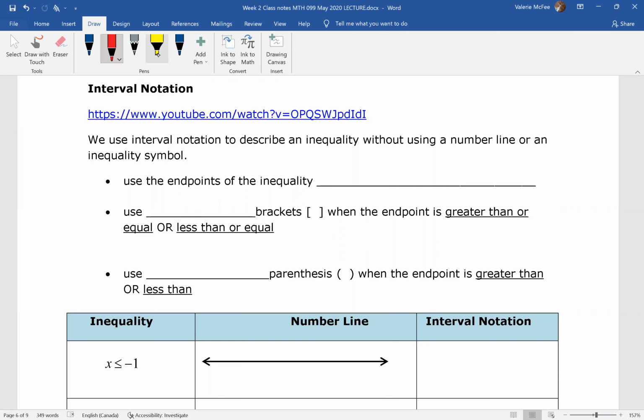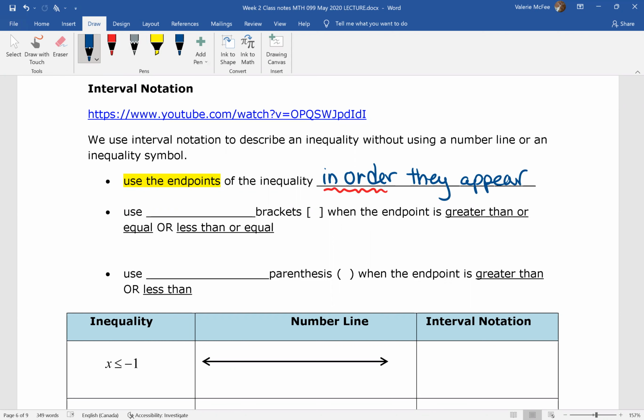So what do we do? Well, first of all, we use the endpoints of the inequality in the order they appear. This is important. We're using the endpoints in order.